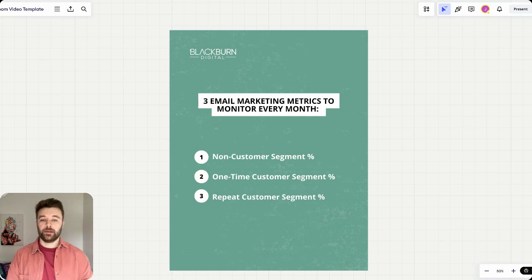But this can also be a great segment when it comes to user generated content, creating more ad assets, creating more email assets with customers that love your product. So these are three metrics you can monitor every month. I always find having these top line markers to help us direct strategy can be really, really helpful.